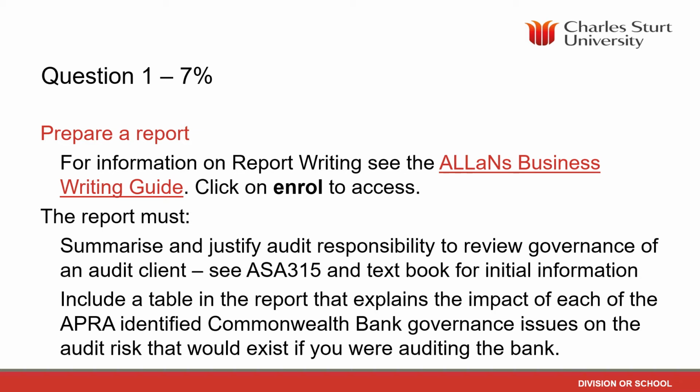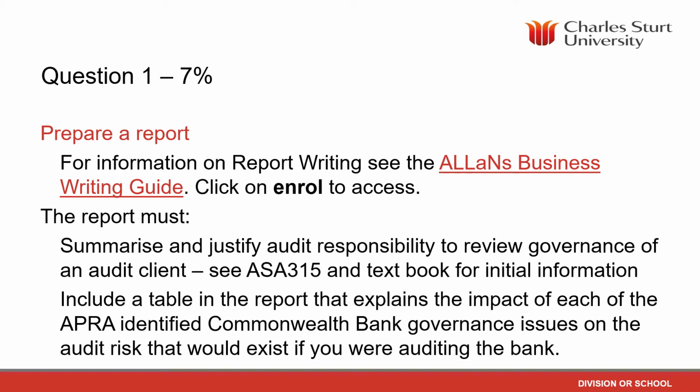The first is a summary and justification of the audit responsibility to review governance of an audit client. And your initial information for this is going to be ASA315 and your textbook, Gay and Simnett. You also need to include in the report a table which looks at each of the APRA identified Commonwealth government issues and see how they affect audit risk.